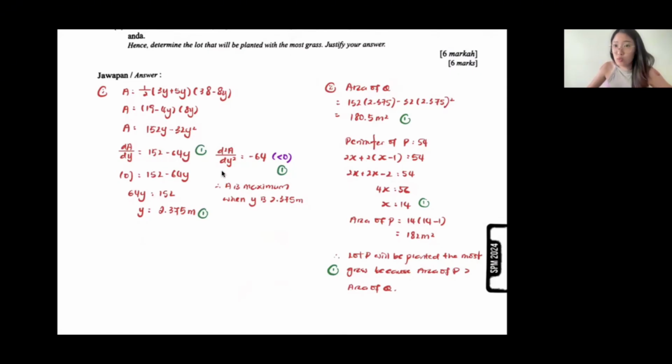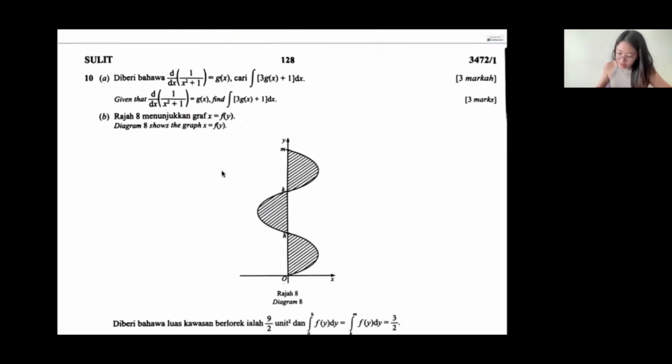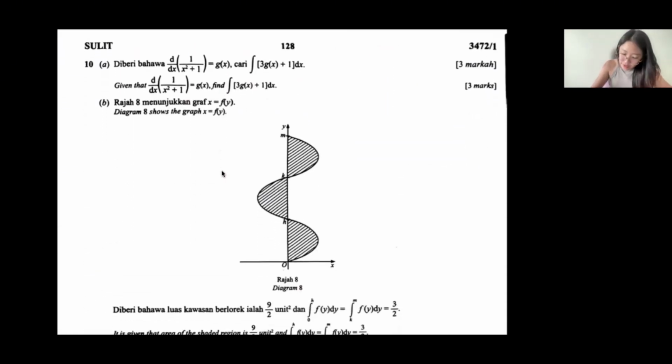Next, let us move on to question 10. This is integration, guys. Now for 10a, I'm going to write my answer over here. It says that the derivative with respect to x of 1 over x squared plus 1 is equal to g(x). We need to find this. If they give you this, let us change it to integration form first, because d/dx is the instruction to differentiate. So when you move d over, it becomes integration. When dx moves over, it becomes multiply.